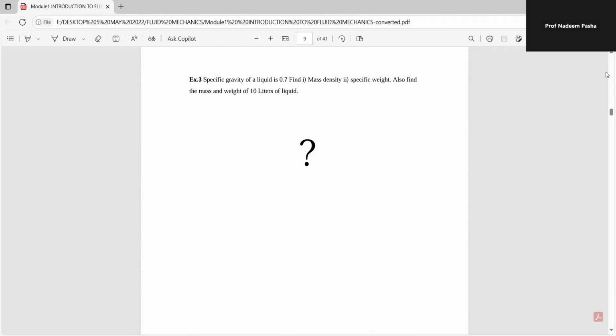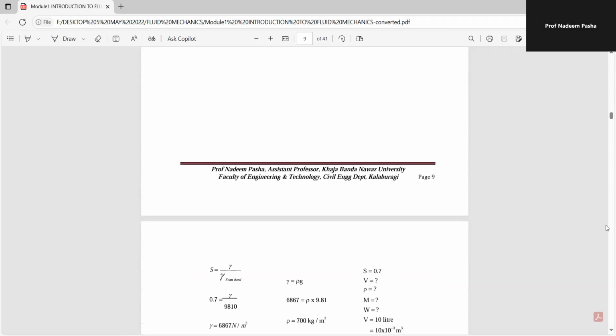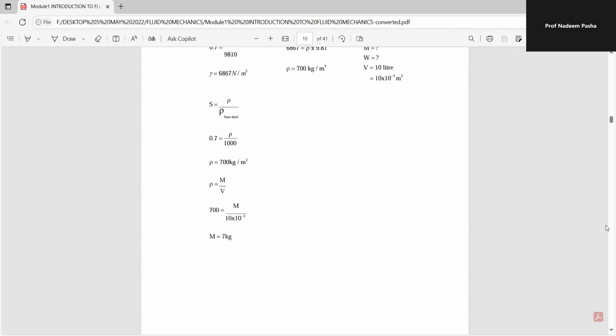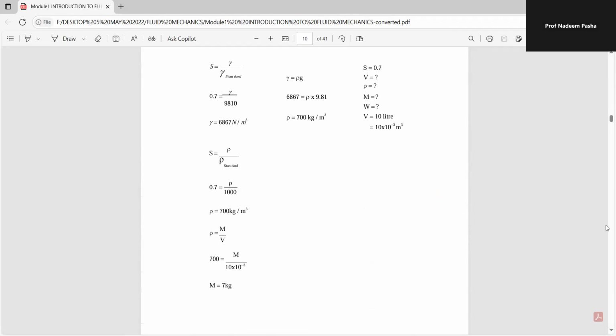Next, also find mass and weight. Small m and W also you have to calculate. What is given to you then? 10 liters. Capital V is given to you, that is, volume of the liquid is given to you. So using this formula, you can calculate, because specific gravity is given to you.